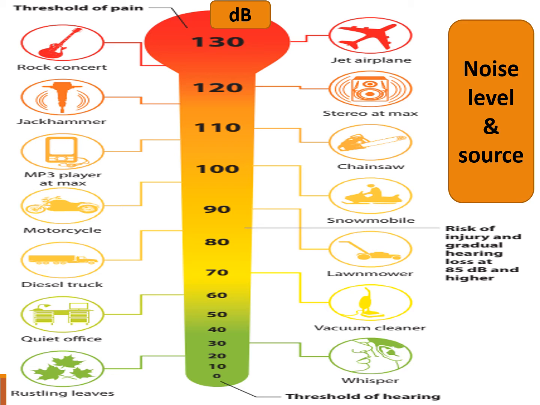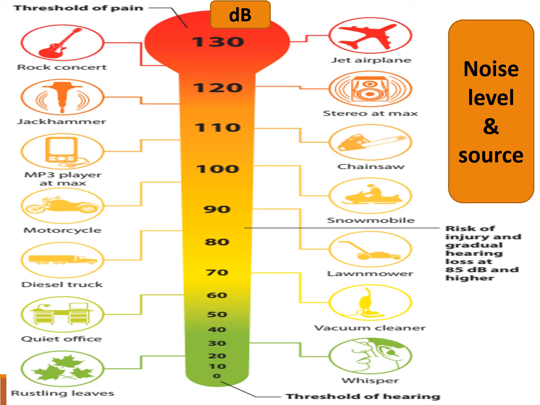This slide shows noise level and its source. So the lowest is rustling leaves. Then vacuum cleaner about 30 decibel. Then quiet office just 60 decibel. Then lawn mower just 70 decibel. Then diesel truck, snowmobile. Then motorcycle at 85 decibel, with risk of injury and gradual hearing loss at 85 decibel and higher.